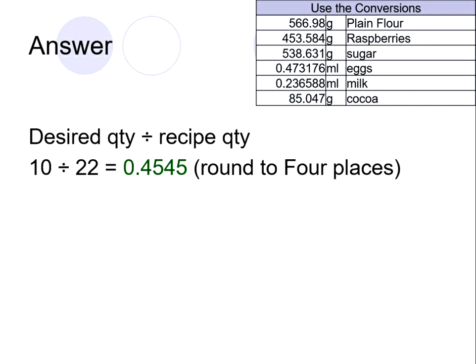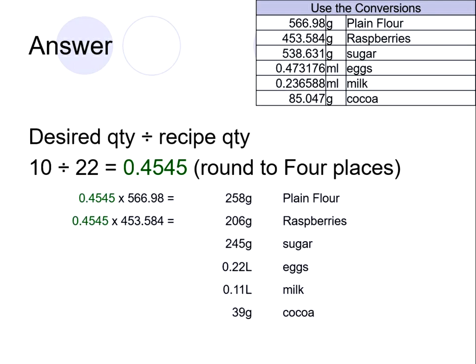The recipe that we have at the moment currently makes 22, but we would only like 10. So what we do is the desired quantity divided by the recipe quantity. That's the 10 divided by the 22. So our multiplier for this recipe is going to be 0.4545. Then we use that multiplier and multiply out all of these numbers that we've already converted.